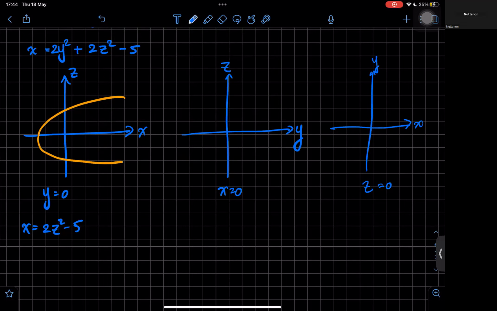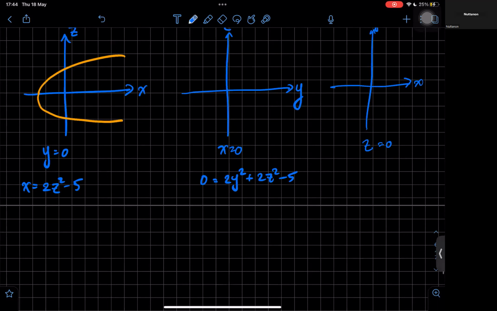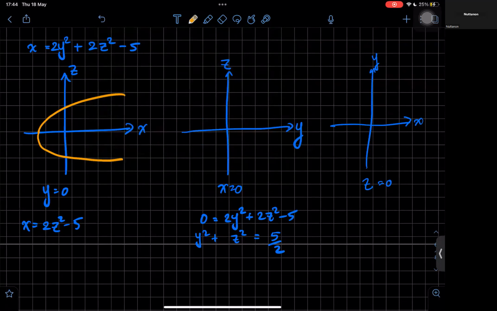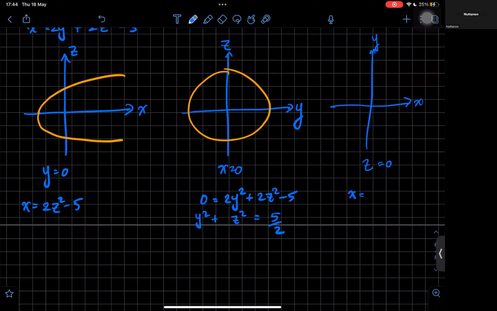The next one, x equal to 0, you get 0 equal to 2y squared plus 2z squared minus 5. If we rearrange, you get y squared plus z squared equal to 5 over 2, which is a circle. And for the last one, when y equal to 0, you get x equal to 2z squared minus 5, which is also a parabola, like this.